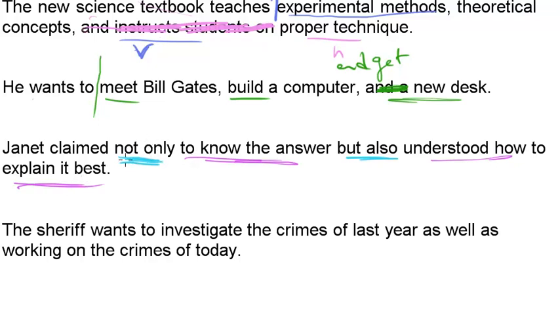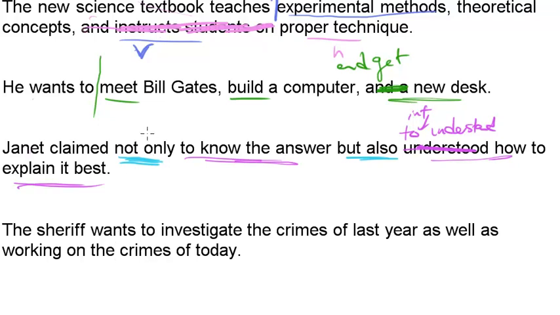So, let's see how we're going to fix this. We have claimed to know, so we need the infinitive here, right? But also, so we need something like to understand how to explain it best. Janet claimed not only to know the answer, but also to understand how to explain it best, right? So again, this sounds weird, but it's right. Janet claimed to understand how to explain it best.